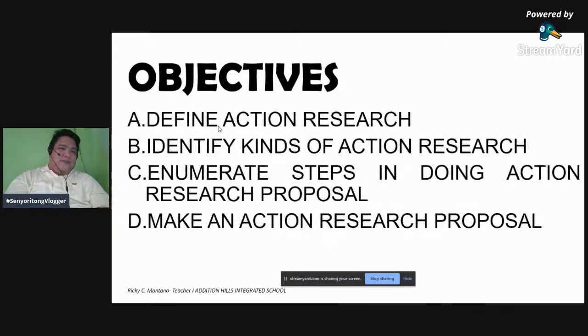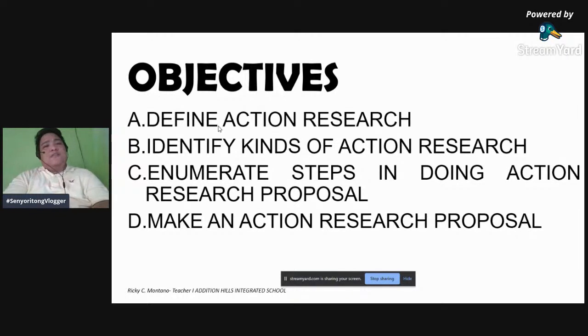So let's start. Objectives. First, we have to define action research. During and after this discussion, you will be able to define what an action research is. Second is to identify kinds of action research. Of course, there are different kinds that you need to know. It doesn't stop at knowing action research; it is also important to know the different kinds of action research. And the third one is to enumerate the steps in doing an action research proposal.